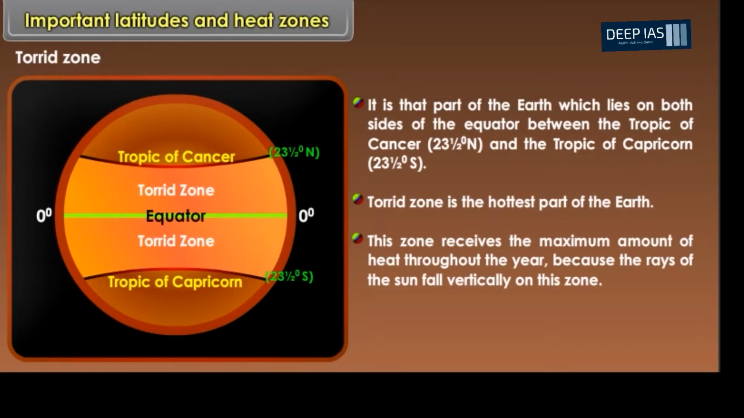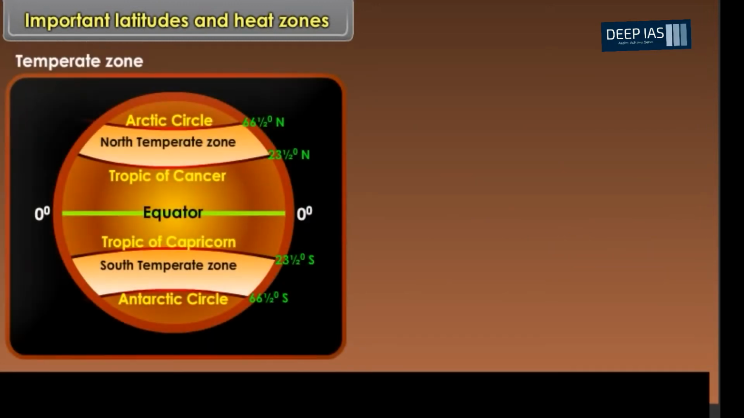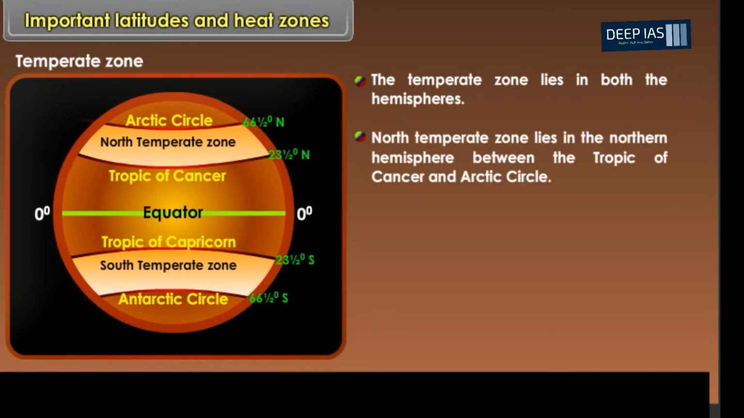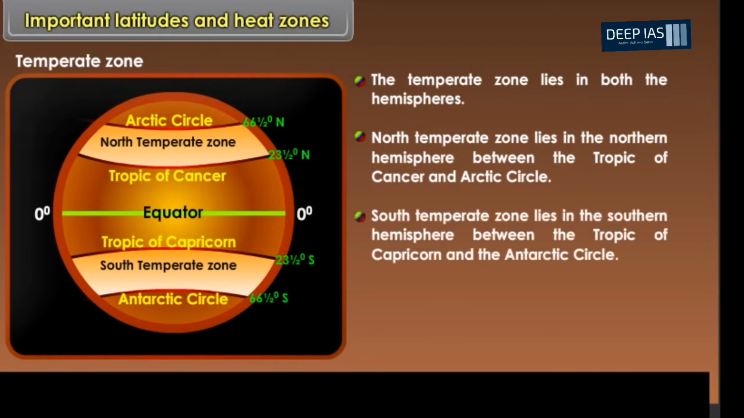this zone. Temperate zone. The temperate zone lies in both the hemispheres. North temperate zone lies in the northern hemisphere between the Tropic of Cancer and Arctic Circle. South temperate zone lies in the southern hemisphere between the Tropic of Capricorn and the Antarctic Circle.